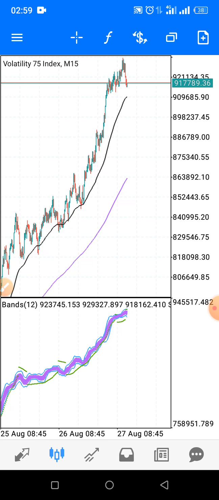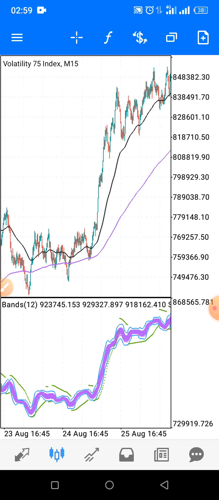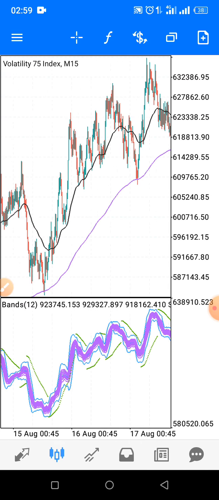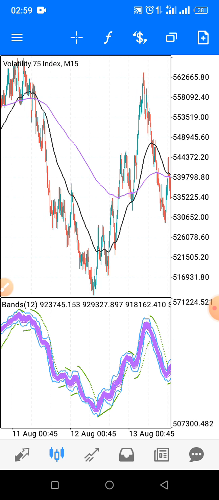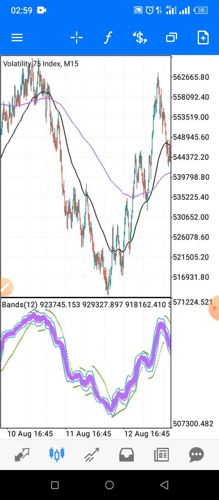Okay, so this strategy is quite simple. On this strategy, we are gonna be using the golden cross on our main chart. The golden cross is when the black line crosses the purple line on the main chart there. So you trade in line with the direction that the EMA crossover is. Like in this example, they cross over for a sell.